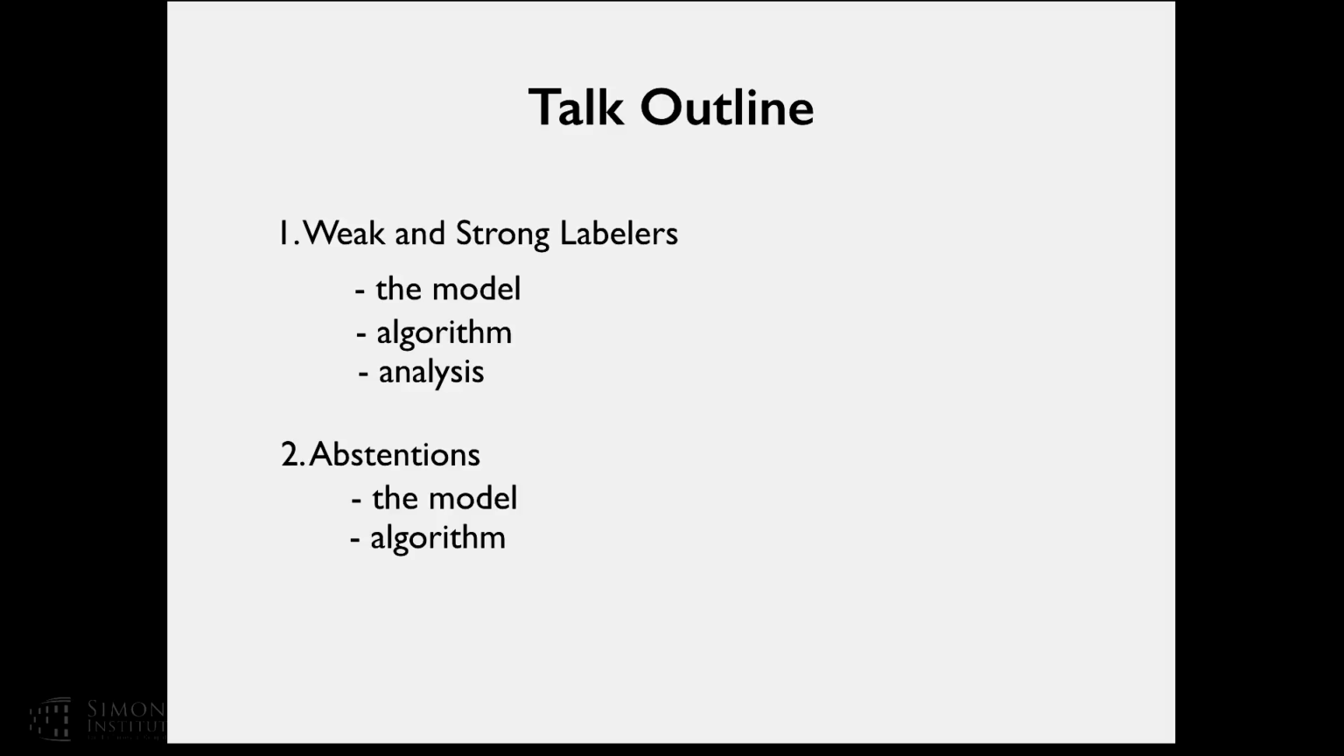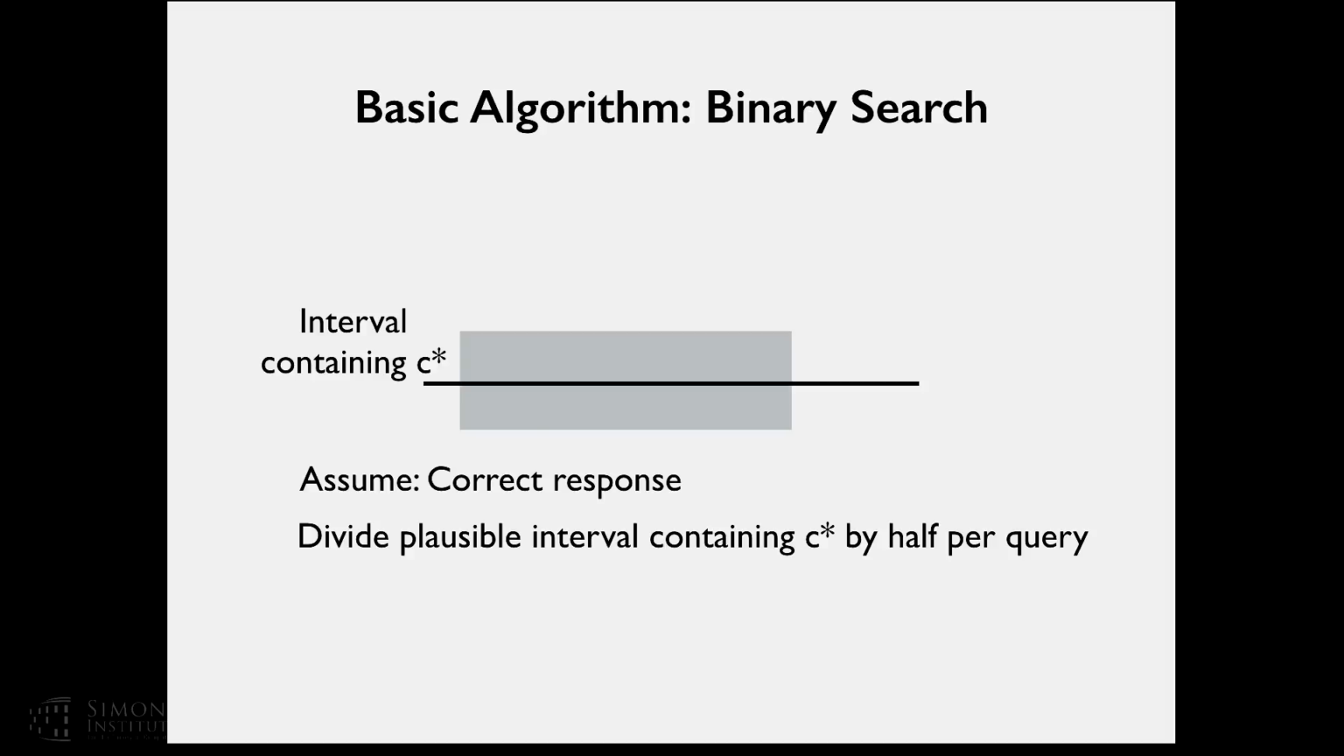Okay. So this is essentially our model, and now let's look at a plausible algorithm. Let's start with what happens when we don't have abstentions. This is the absolute basic active learning algorithm, binary search. You start with an interval which contains C star. Let's say you even get correct responses. You make a query, you get a plus, and now you know C star is lying on that side. So you divide the plausible interval by half, and you keep going until you've gotten to epsilon.